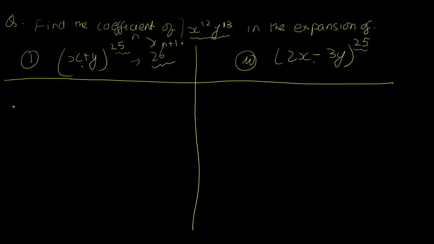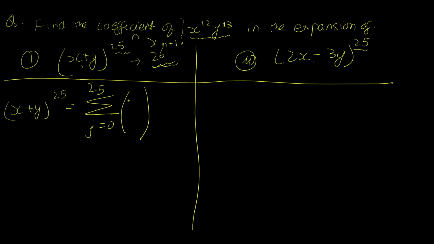We know that (x + y)^25 is given by this expression. It's going to be the sum over j from 0 to 25. And you see 0 to 25, that gives me my 26 terms. That's how I'm able to tell. And I know this will involve a combination of 25 things chosen j at a time. And we'll start with the highest power of x and decrease by j. And for y, we'll start from 0 and increase by j.